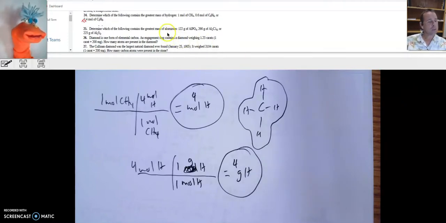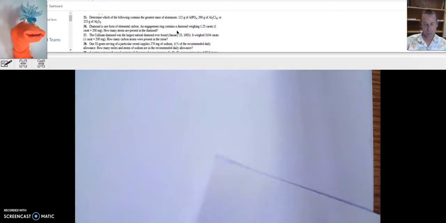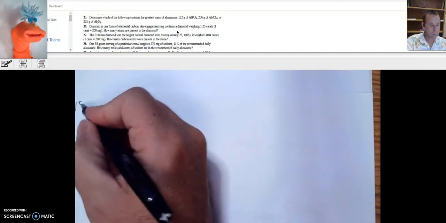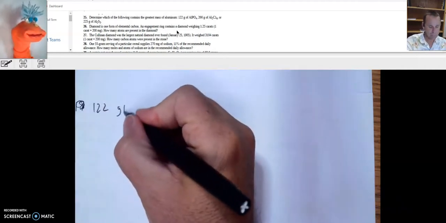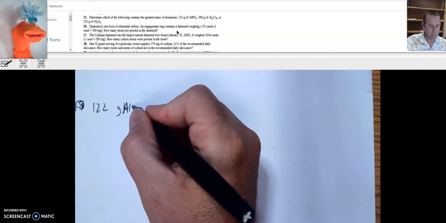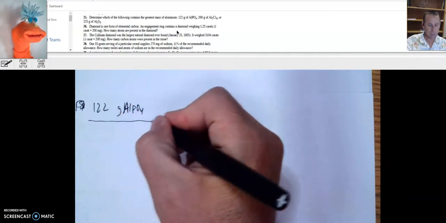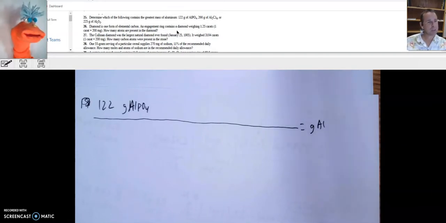All right. So, number 25, determine which of the following contains the greatest mass of aluminum. Okay. So we got 122 grams of aluminum phosphate, AlPO4. All right, 122 grams of aluminum phosphate, and I want to know how many grams of aluminum there are, right? Which of the following contains the greatest mass of aluminum? Is that right? Yeah, that's right.